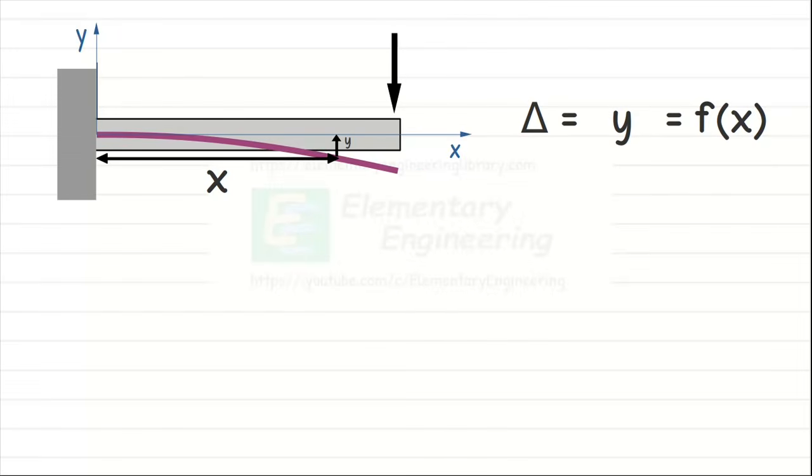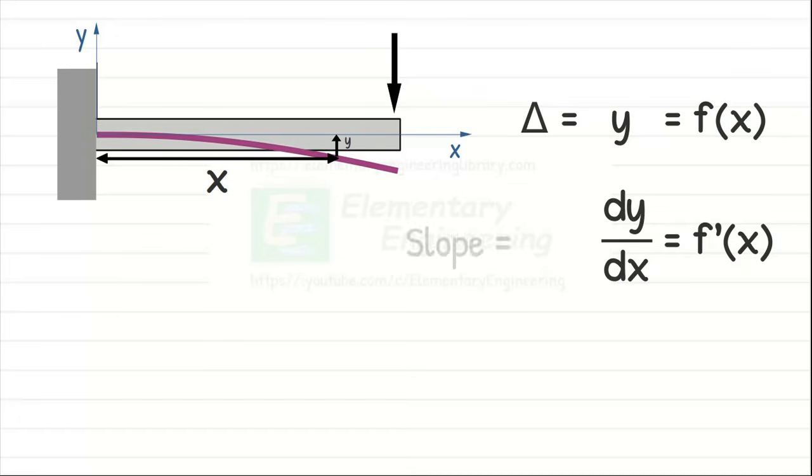If we differentiate this equation with respect to x, we get dy/dx. It simply tells us as x changes, how y changes. And the rate of that change is what we call the slope of the curve. This slope is the physical rotation of the beam at that exact point. Now, mathematically, the slope is equal to tan theta. But for very small rotations, tan theta is approximately equal to theta.